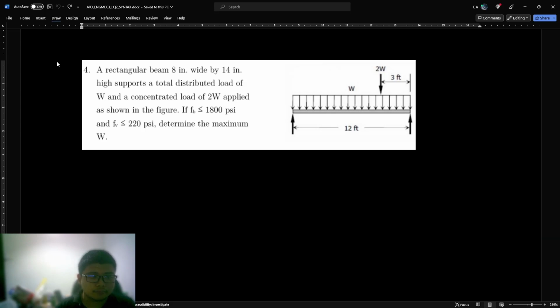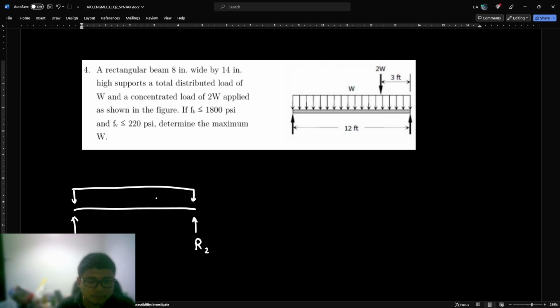So, first let's draw the free body diagram here. So let's call this R1, R2. We have a uniformly distributed load of W and a 2W concentrated load here. This is 3 feet or 36 inches. This is 9 feet or 108 inches. And this is 144 inches or 12 feet.